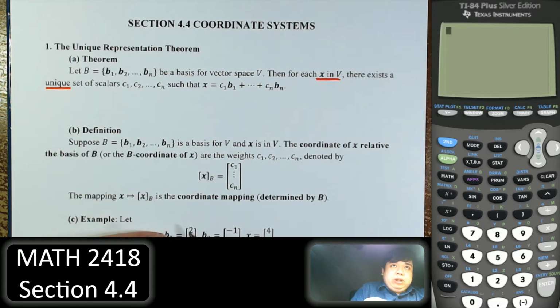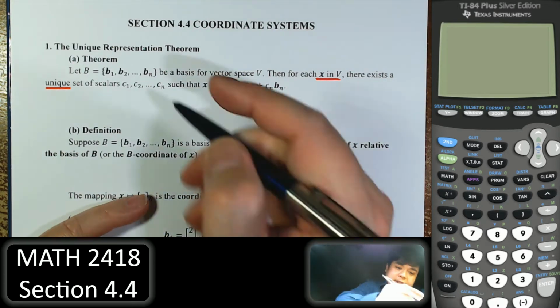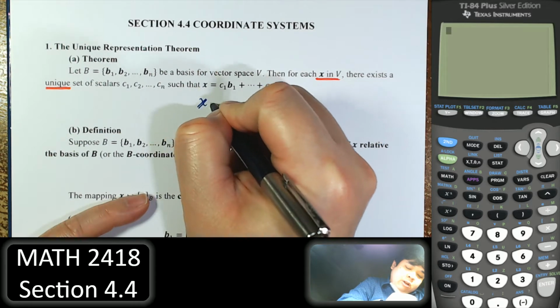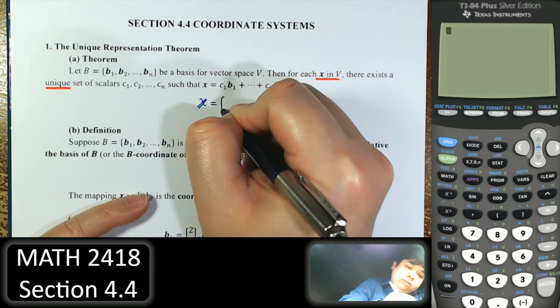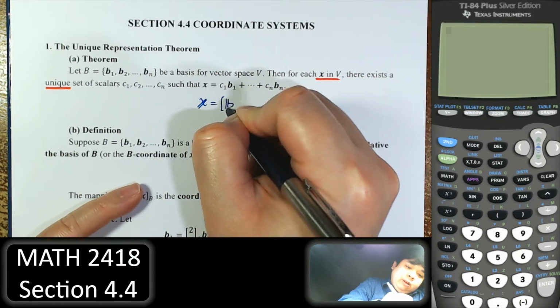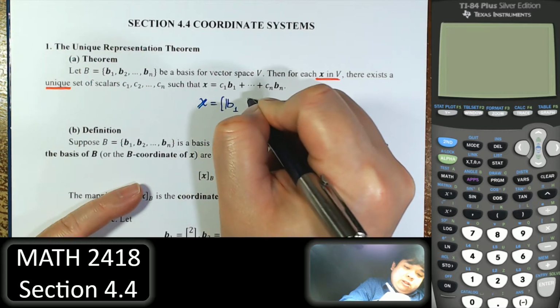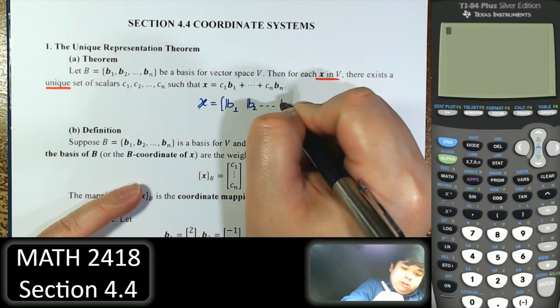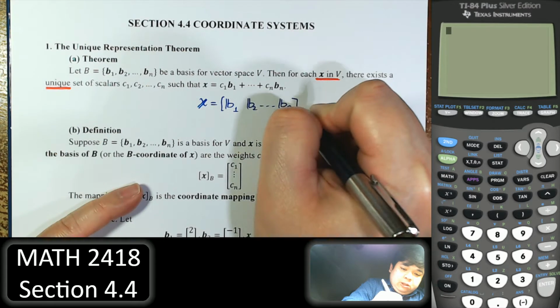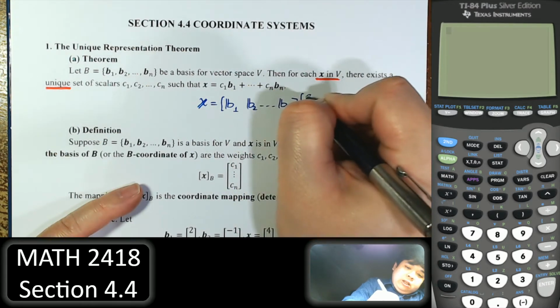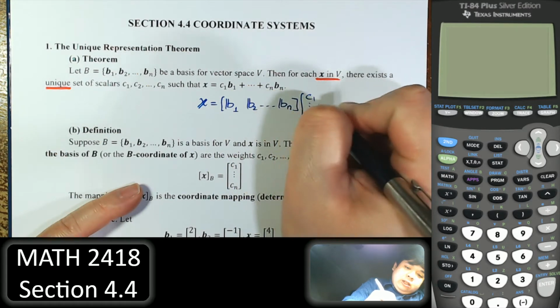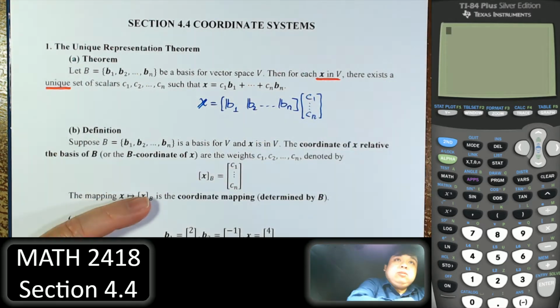And of course, if we rewrite this in matrix form, we put the vectors in the basis on one side, and then c1 all the way to cn. Right, we can write that in that form.